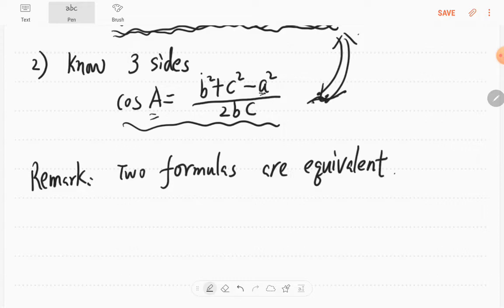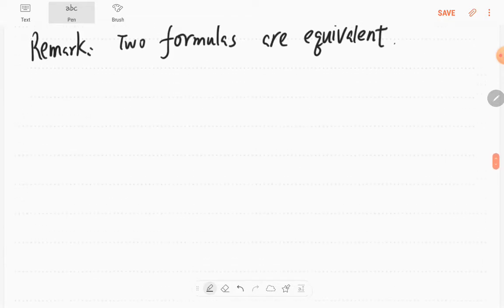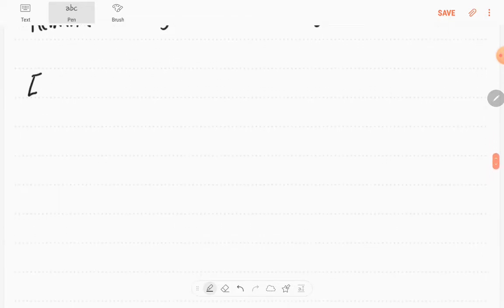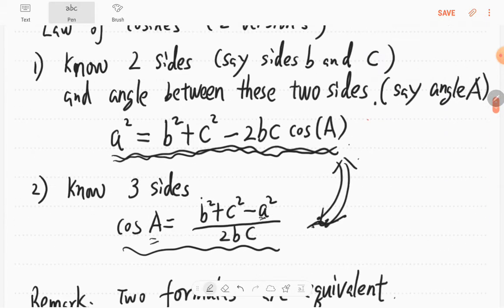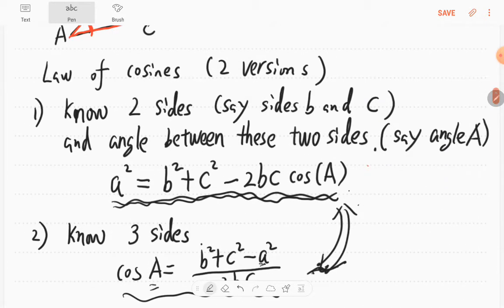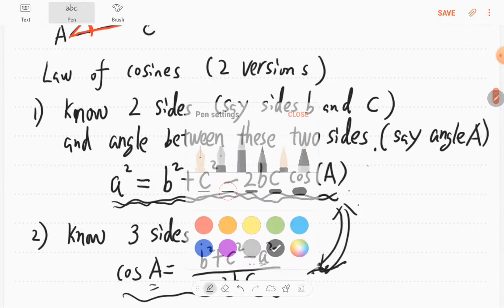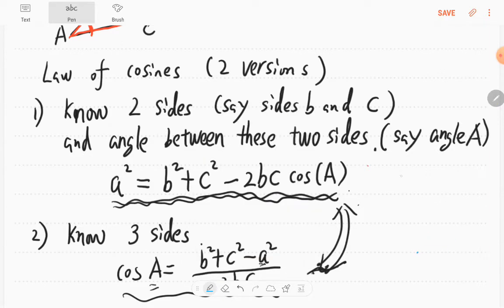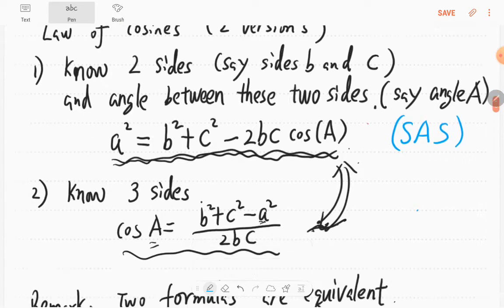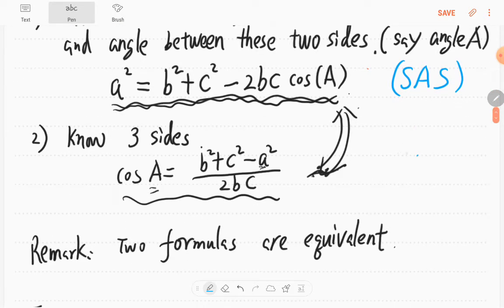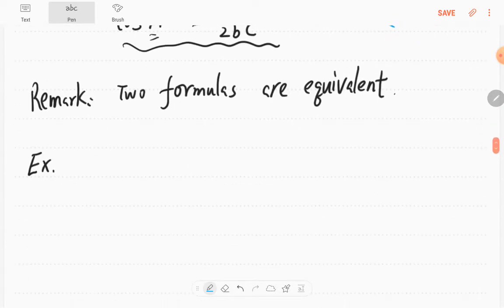Two formulas are equivalent. So now let's look at the examples. Actually, the first version is for the SAS case, right? And the second version is for the SSS case.